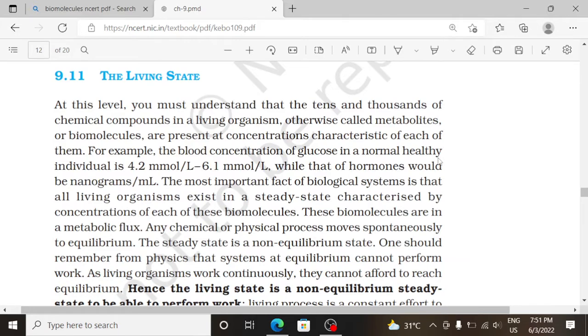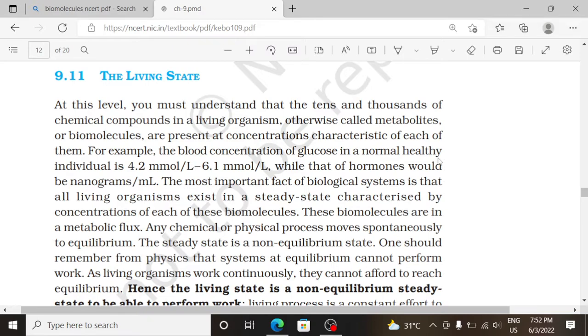Now, the living state. At this level you must understand that the tens of thousands of chemical compounds in a living organism, otherwise called metabolites or biomolecules, are present at concentrations characteristic of each of them. For example, the blood concentration of glucose in a normal healthy individual is 4.2 mmol per liter to 6.1 mmol per liter, while that of hormones would be nanograms per milliliter.